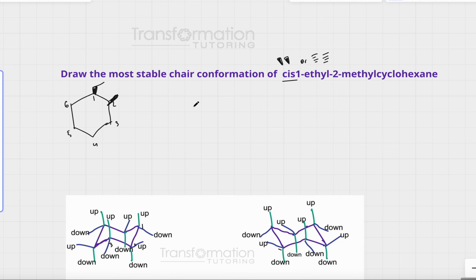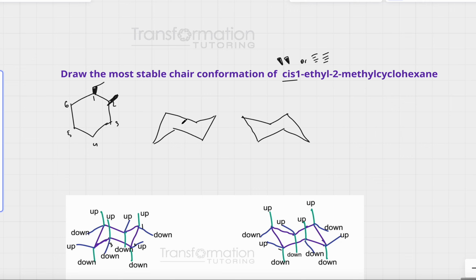Next, I'm going to draw 2 chair conformations. To draw the first chair conformation, we draw 2 parallel lines, and then we draw another 2 parallel lines overlapping. Then I finish my chair, and then for my flip chair, I draw 2 parallel lines in the opposite direction, another 2 overlapping parallel lines, and close. Next, I will number each chair conformation.